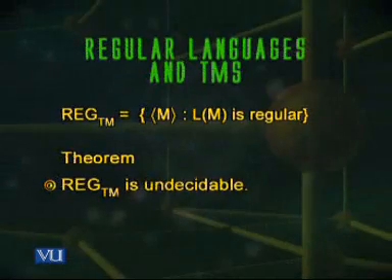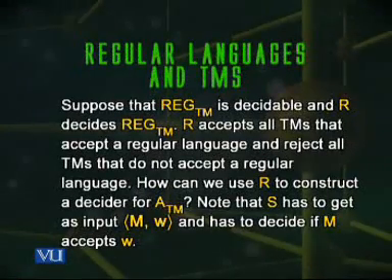What we will show now is that this problem is also undecidable, and once again, we will use the same trick that we have used in the previous two examples. What we will do is, we will show that if this problem were decidable, then ATM will also be decidable, which would be a contradiction. Let's look at the proof. We suppose that regular TM is decidable. We will use the decider for regular TM to construct a decider for ATM. But we know that ATM is undecidable, and this contradiction will end the proof.